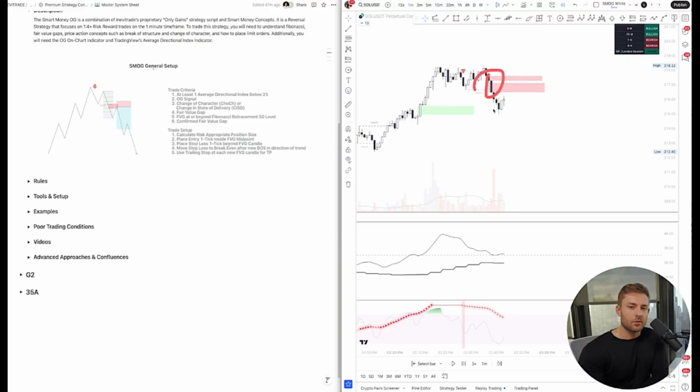We're going to get into a little bit more detail on some added confluences and some added trade criteria that you can follow. But effectively, both of these areas would be proper setups. And I'm going to explain a little bit more in a second. I'll kind of tease towards it here though.